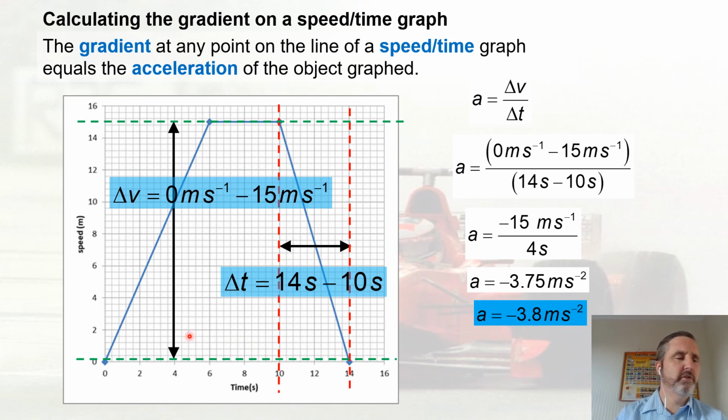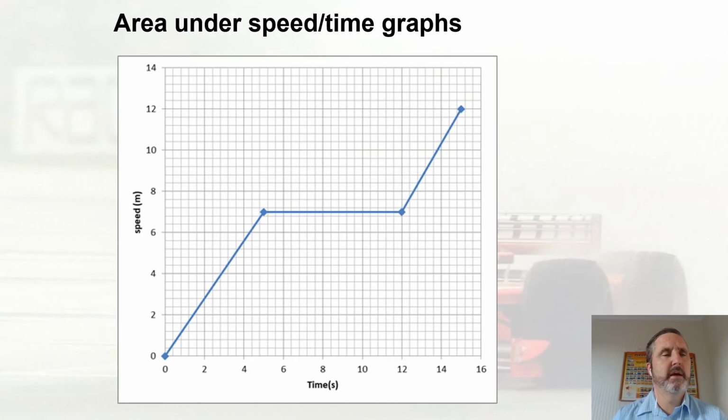Okay, so using these speed time graphs, there's another technique that we need to be able to do, and that is to work out the distance of a journey. Now, to work out the distance of a journey, we can take another speed time graph and we can calculate the area that is under this line of the speed time graph. Now, I'll show you what I mean by this.